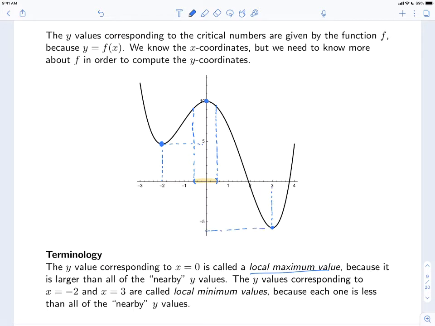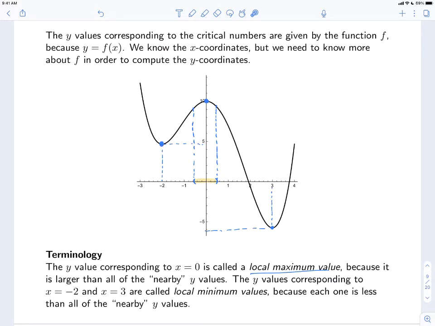We don't know what these y values are because we don't actually have a formula for the function. We have a graph, but it doesn't tell us what the exact values are. So we don't know the exact values that correspond to x equals -2 or x equals 3. But what we can say is whatever these y values are, they're smaller than all of the y values nearby.